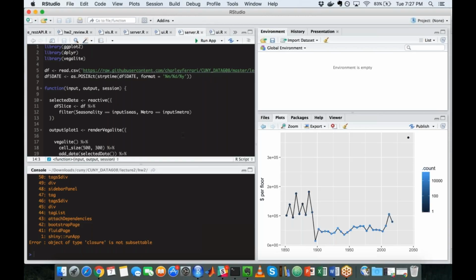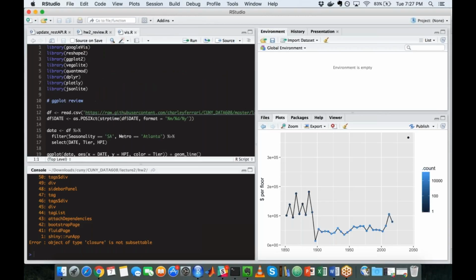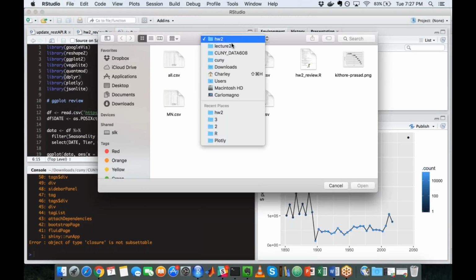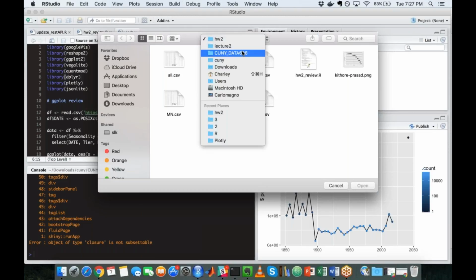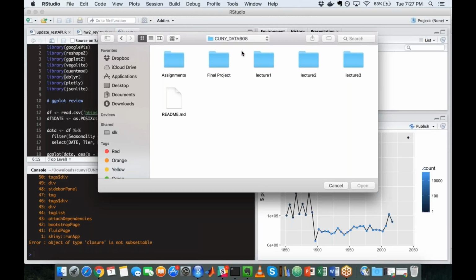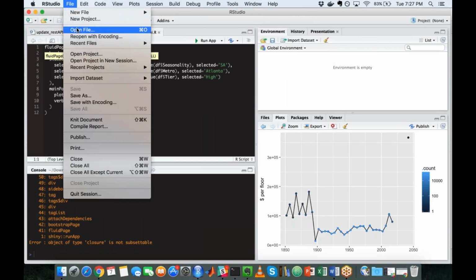So I'm going to get out of these and I'm going to open up just the ggplot version. I've been running into issues with Vega Lite. So first we'll go over Shiny in general, and then I'll get more into these other packages that I introduced. All right, so first we'll go into the simple ggplot app.